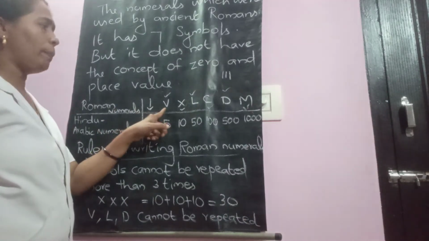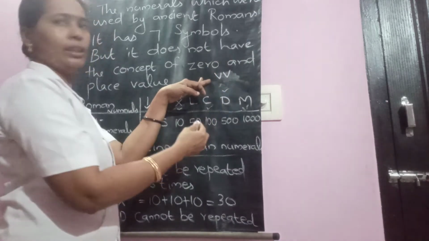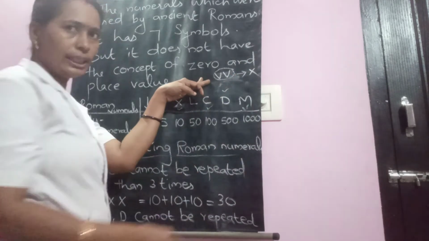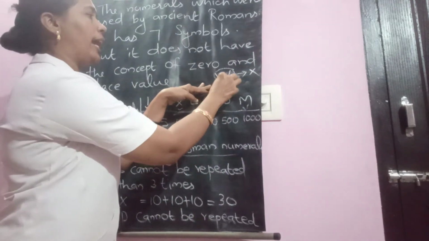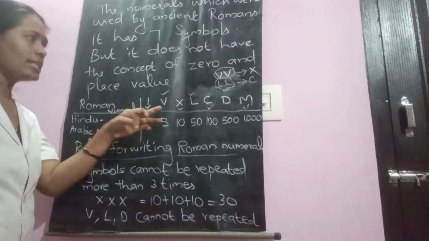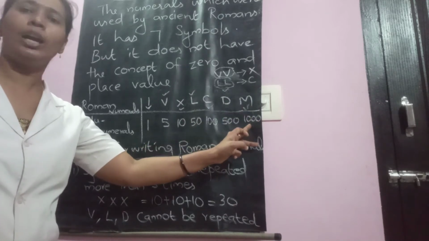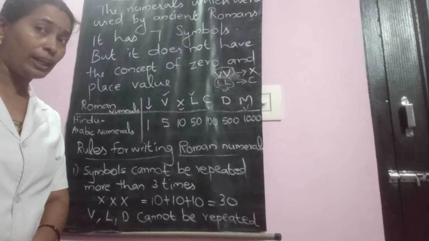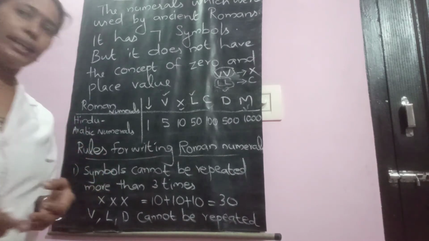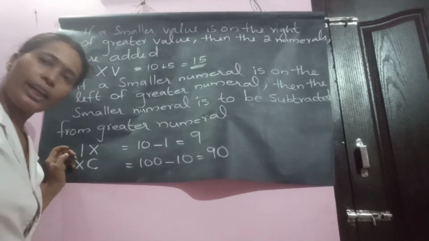Because suppose you are trying to repeat V: when you write V two times, together we have a symbol. What is it? X. Isn't it? Similarly, when you write L two times, we have the symbol C. Similarly, when you write D two times, we have a symbol representing the same, called M. So, which symbols cannot be repeated? V, L and D. And what does our second rule say?